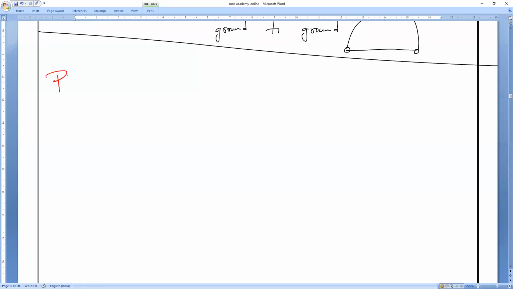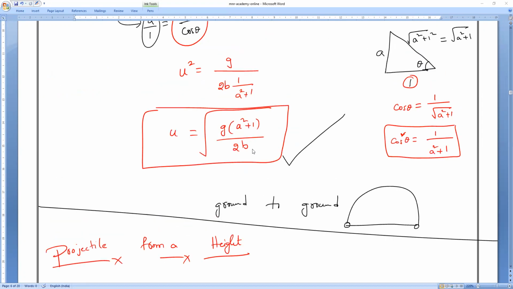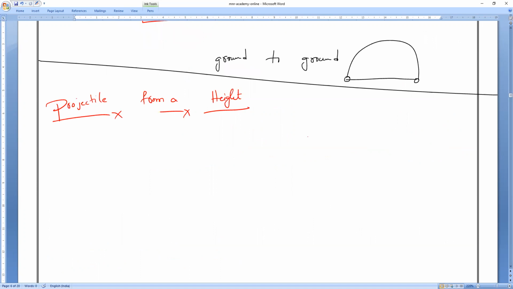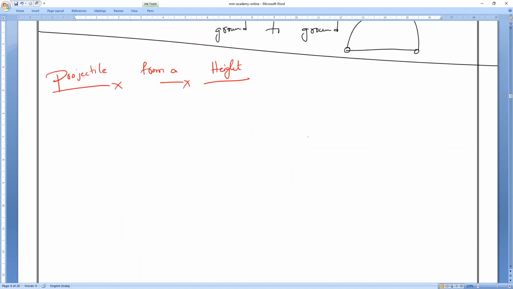So all of you keep reading. Next one, we are going to study projectile from a height. If you have completed the previous one, then only I will move on with this. Is it completed? I want to know. Have you found the u formula, the initial velocity? Yes, sir. So do it now. All of you remember projectile from a height. This is also a very simple concept.